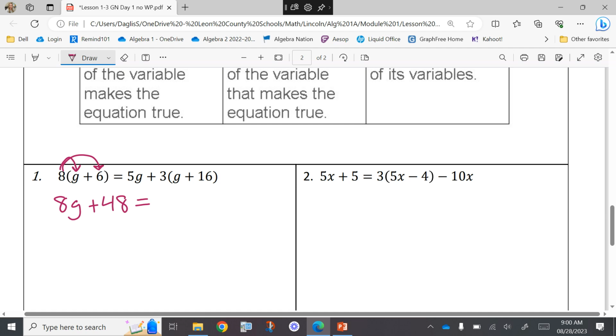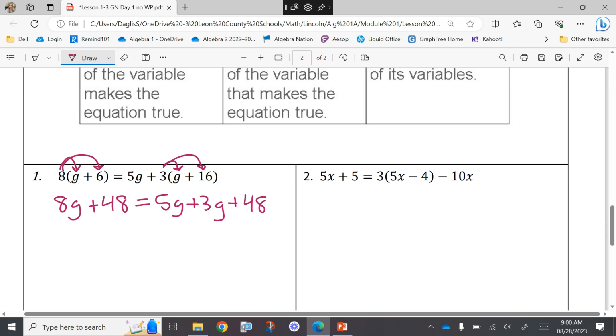My other side, see how 5G is just 5G? Nothing special is happening to 5G on the other side. But 3 is part of my grouping, so 3 gets distributed. What is 3 times G? 3G. And what is 3 times 16? Come on. Calculator friends. What do we got? What is 3 times 16? 48. Thank you. Okay.